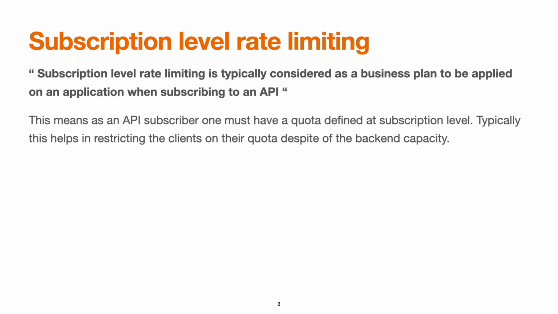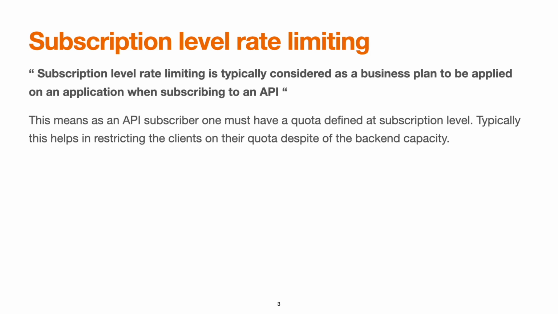So, subscription level rate limiting is typically considered as a business plan to be applied on an application. This means, as an API subscriber, one must have a quota defined as subscription level. This typically helps in restricting the clients on their quota despite of the backend capacity.